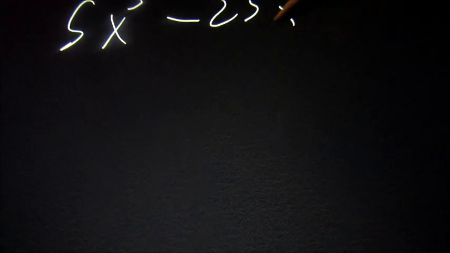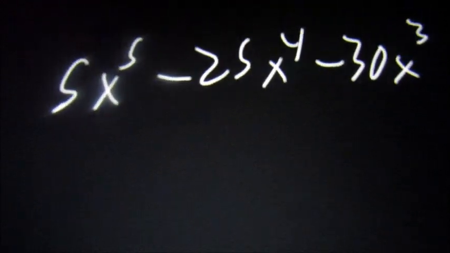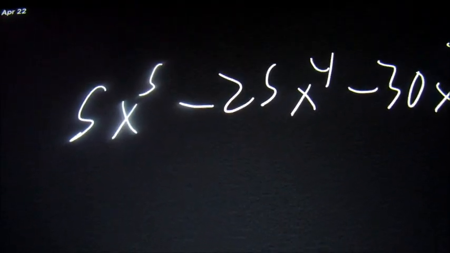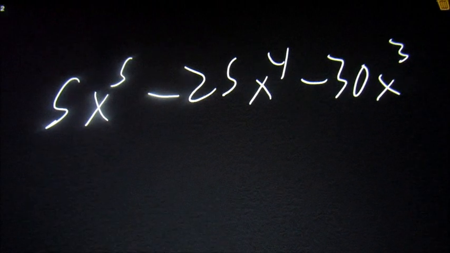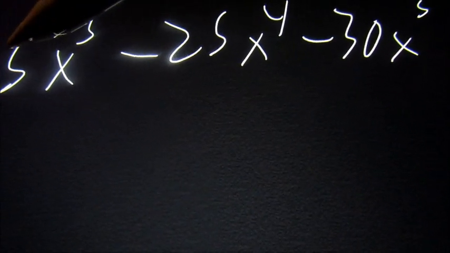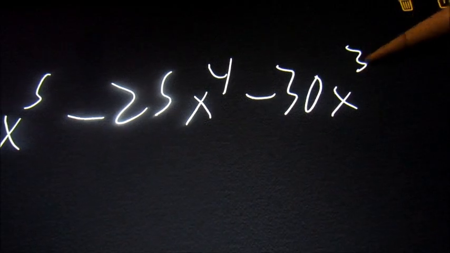Okay, so let's say that you get something like this: 5x to the 5 minus 25x to the 4 minus 30x to the 3. Now we don't have just an x squared term, and this is an odd number. So what we have to do is factor out everything that we can. As far as numbers go, a 5 will go into everything, and we're going to use the smallest of the exponents, so it's x to the 3.